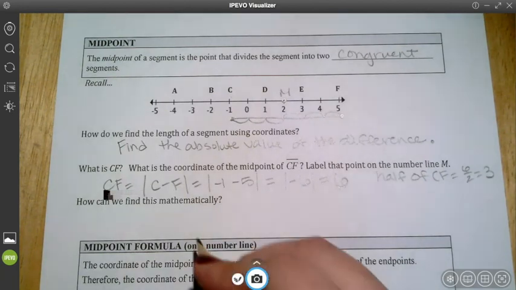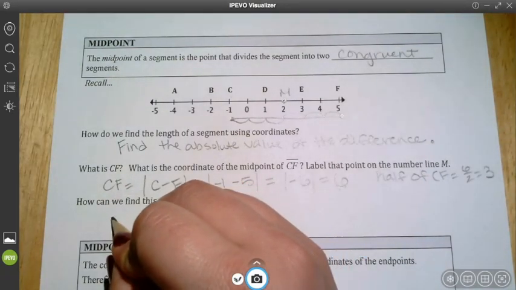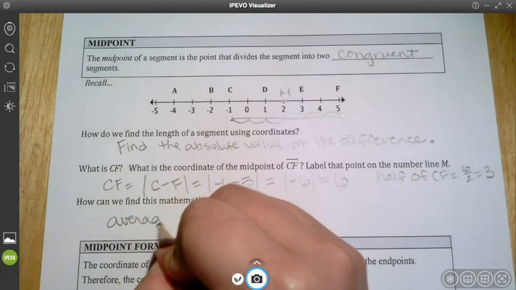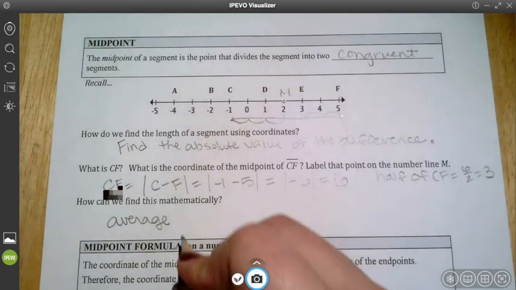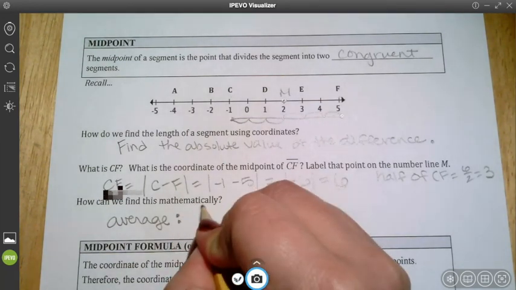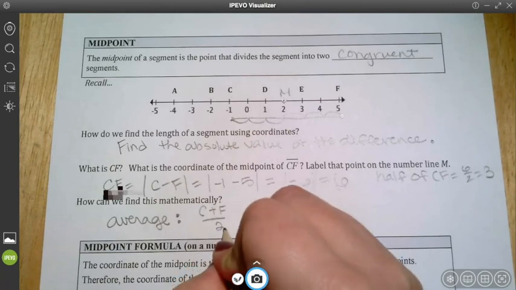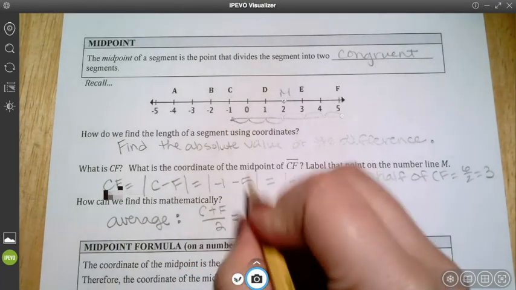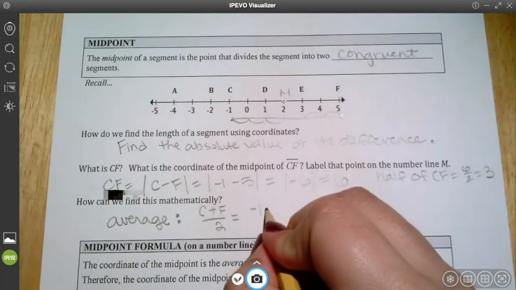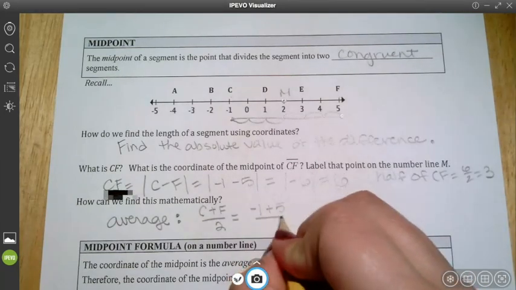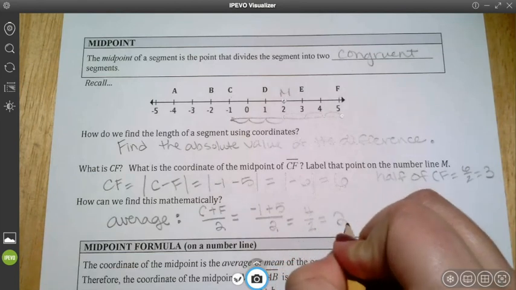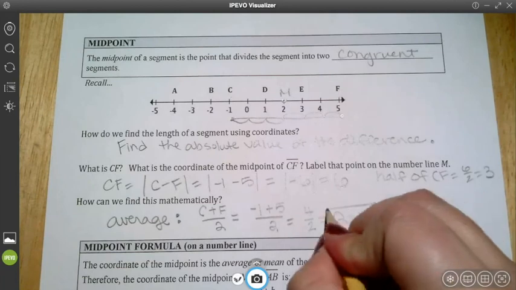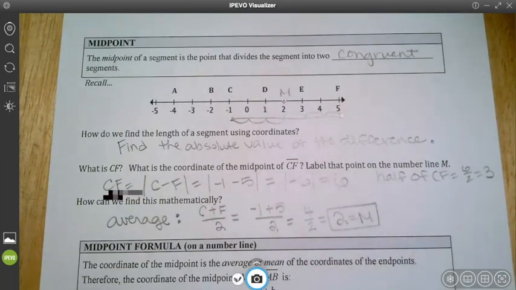And the way we calculate it is we actually find the average. Now to find an average, like if you're trying to calculate an average grade, you add them together and divide by 2, and that's what we're going to do. So we're going to say C plus F over 2. So C was -1, F is 5, and this time we're adding over 2. 5 minus 1 is 4, over 2 is 2. And that is our midpoint M. So that's how we can do it for a number line.